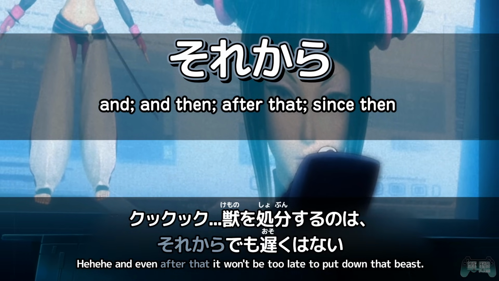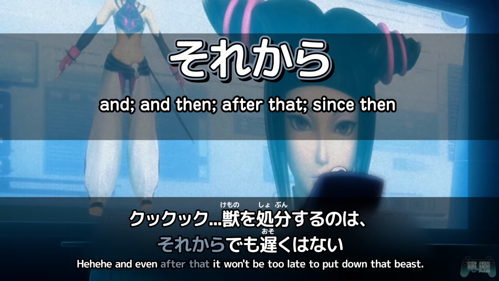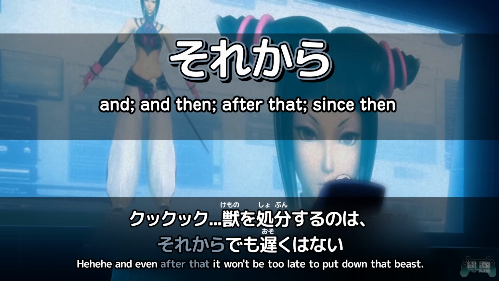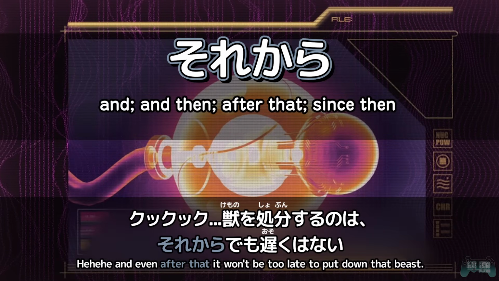それから, and then, after that, and since then. Literally meaning from that. それ meaning that, から meaning from, or after that. It's one of the two ways in N5 Japanese to introduce additional information in a sentence.